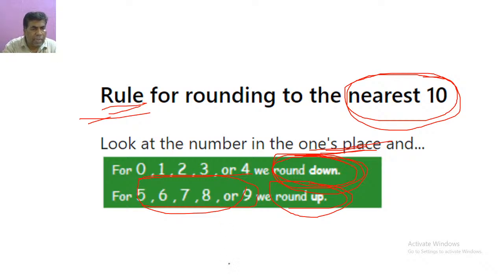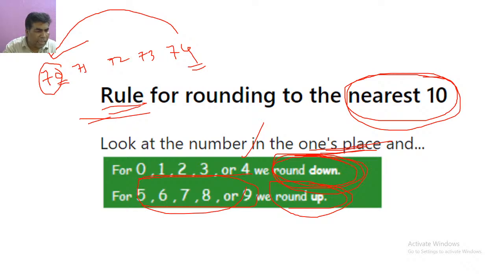This is very important. Suppose if I have 74, in units place I have 4. So what is the nearest 10 for 74? I have to round it down. 73, 72, 71, 70 will come. Here in ones place, I should have 0, because 70 is a multiple of 10. So 74 rounded off to 70.